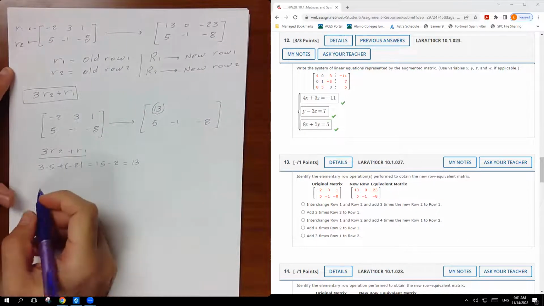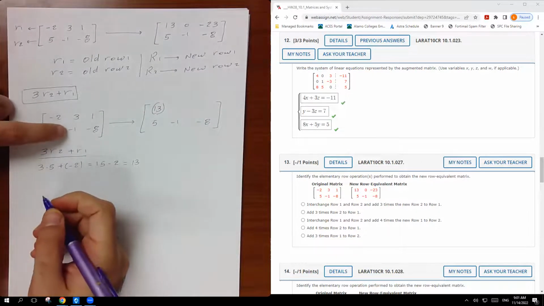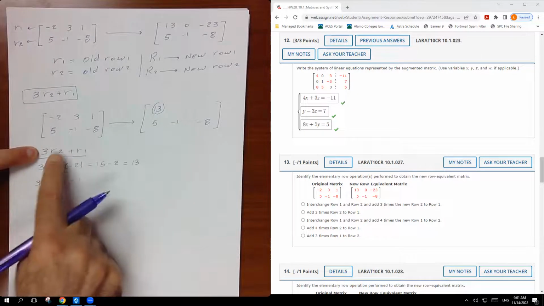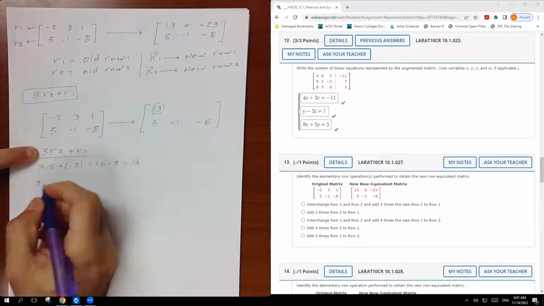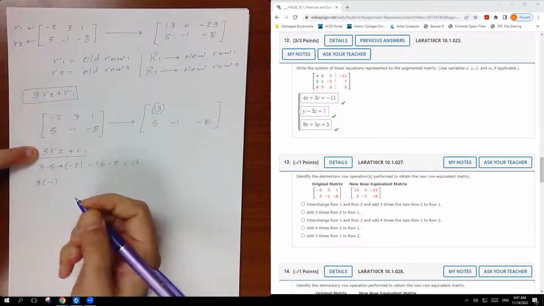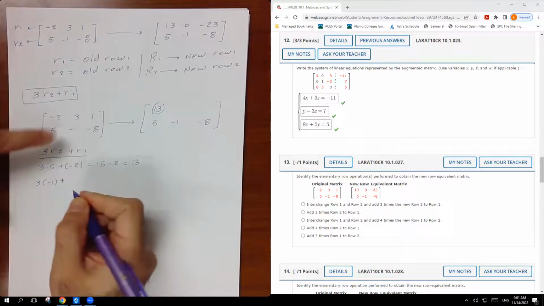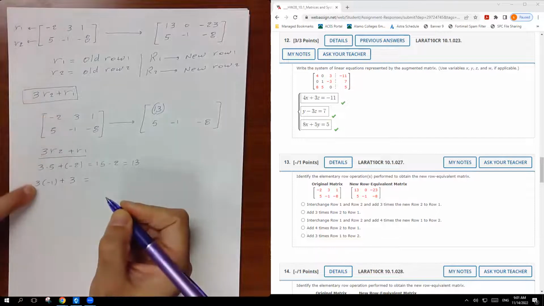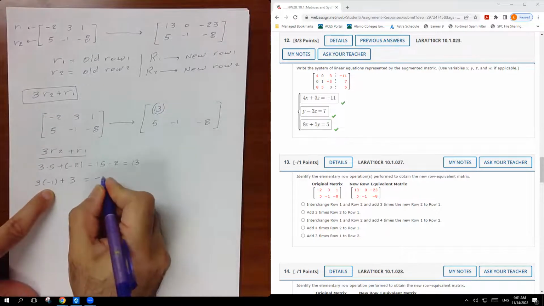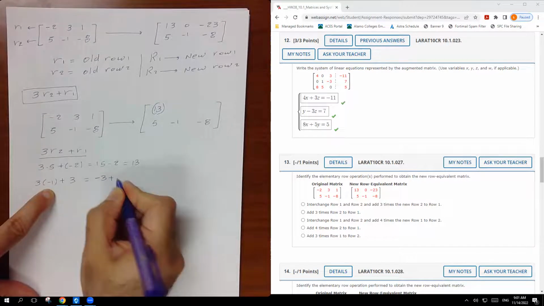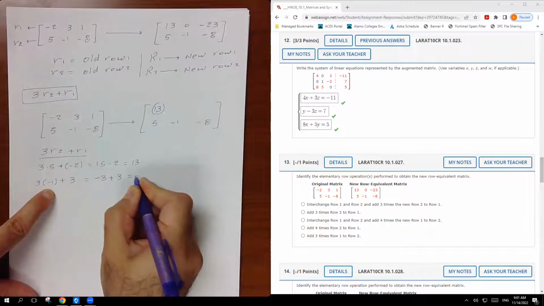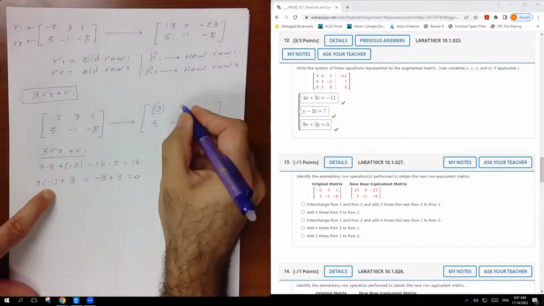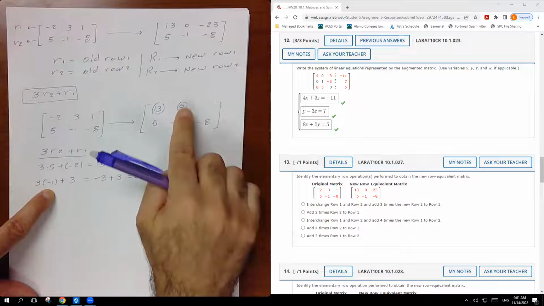Let's check the second one. The rule says 3 times R2, but for the second element here, so 3 times -1 plus R1, which is 3. 3 times -1 is -3, plus 3, the result is going to be 0. Check the second element is 0. That's what we got here.